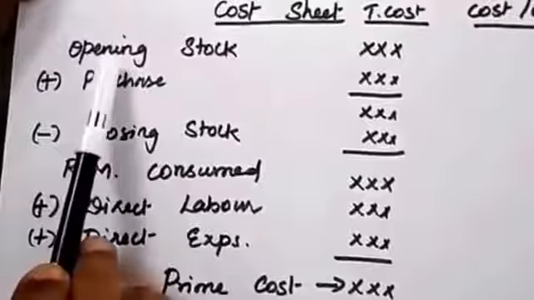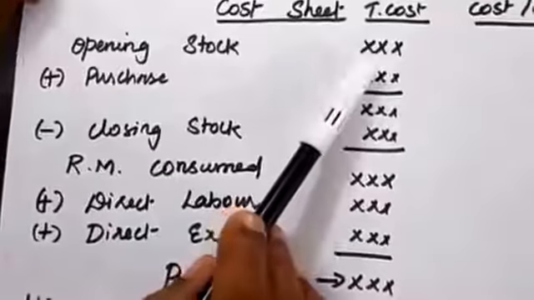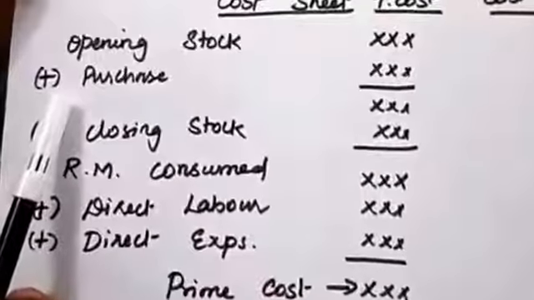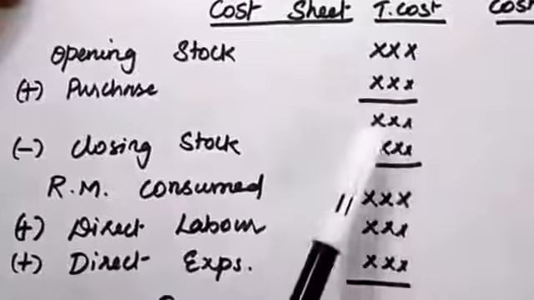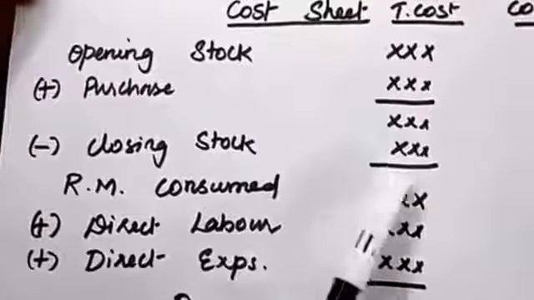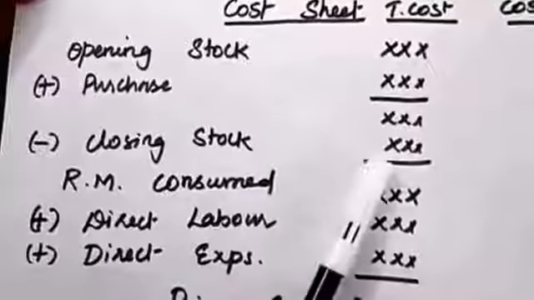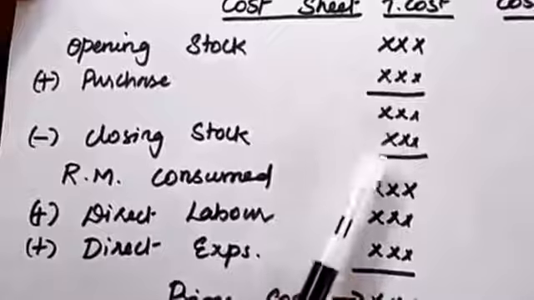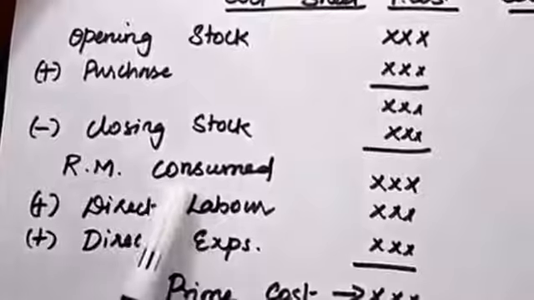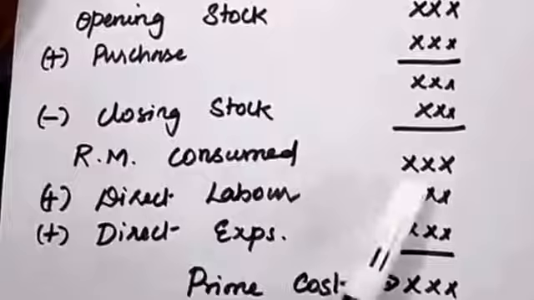First, we need to take the opening stock. That is, last year's closing stock will be the opening stock for the current year. And in the current year, if we made any additional purchase, we need to add that along with the opening stock. And then after manufacturing the product, if we have any unused stock, we need to subtract it, that is, less closing stock, which is not used for the current year. After deducting this, you will get the actual raw material consumed or used during this year, called raw material consumed, that is, direct material.